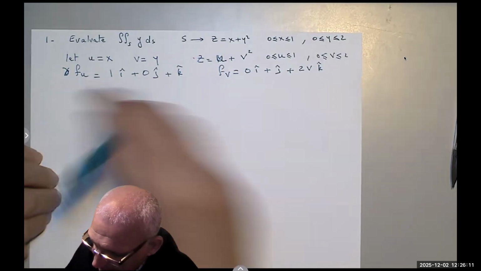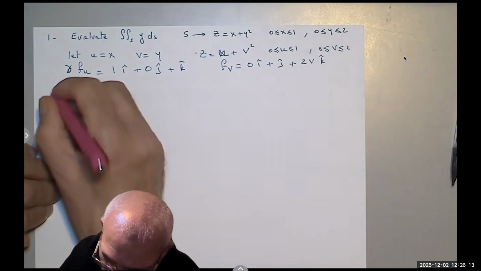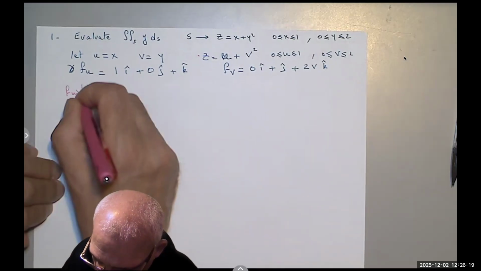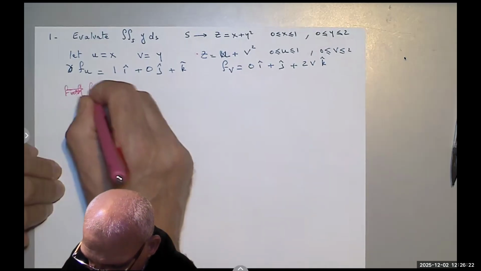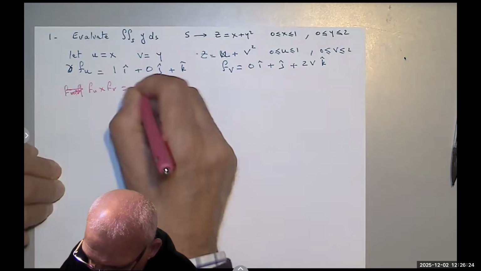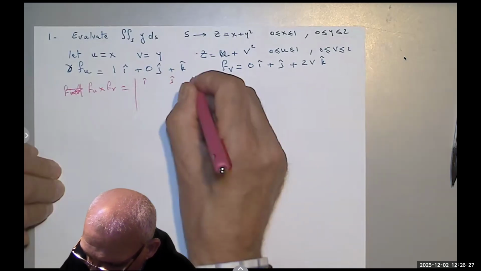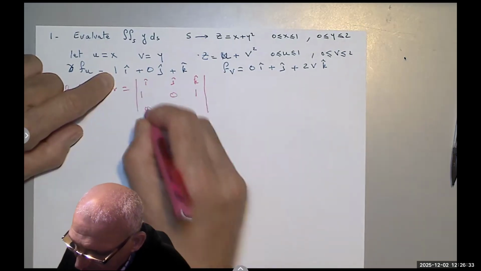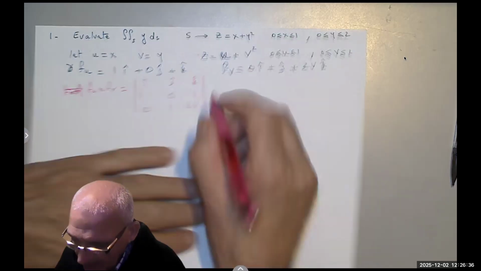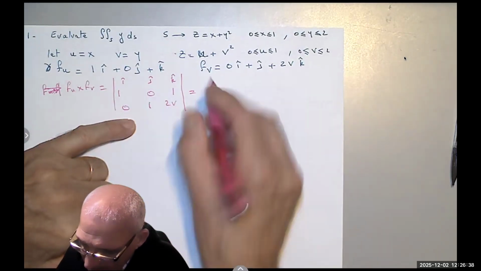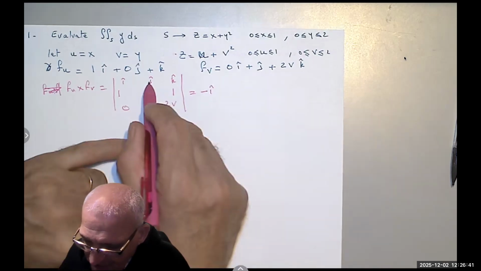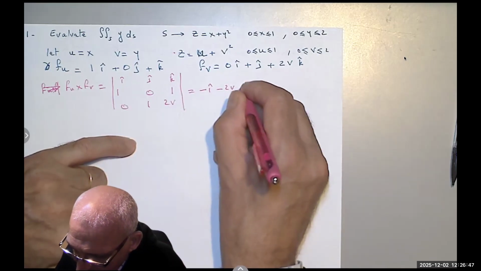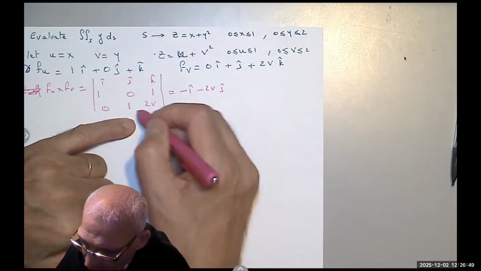Now, next step, as we said, we are going to do the cross product of f_u cross f_v. Like we did before, i, j, k, 1, 0, 1, 0, 1, 2v. So in the i direction, I get 0 minus 1, so negative i. In the j direction, we do it backwards. So this is 0 minus 2v j. And then in the k direction, I get 1, so plus k.